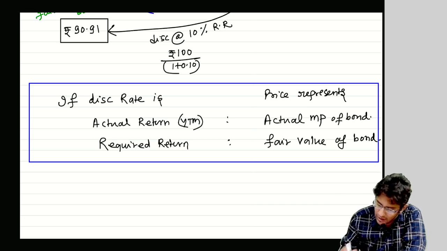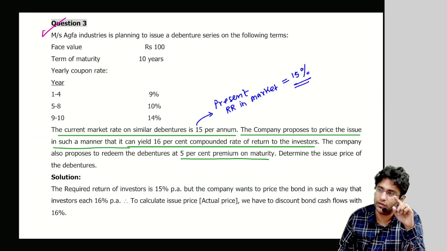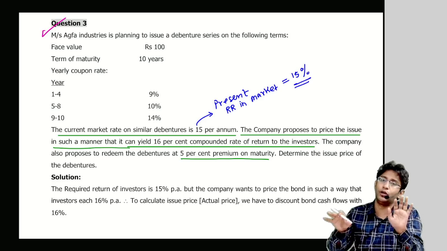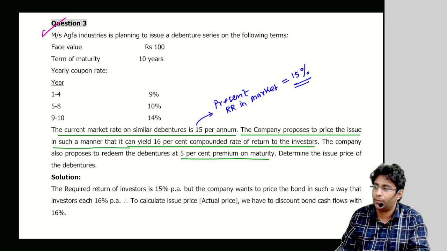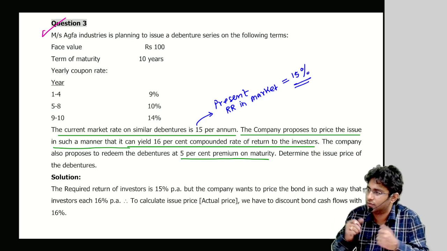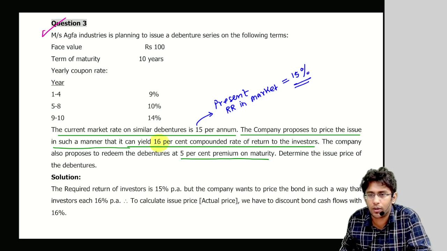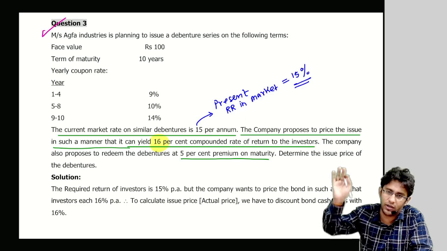In this sum, both the returns are given to confuse you. You should pick up the correct return. 15% is the required return. If you discount at 15%, you will get fair value. The investor is willing to pay that much, but you want to tempt him more by giving him more return. And how much return do you want to give him? 16%. So what will you do? You'll discount all the bond cash flows with 16%. You will get one actual price. Issue the bond at that rate.